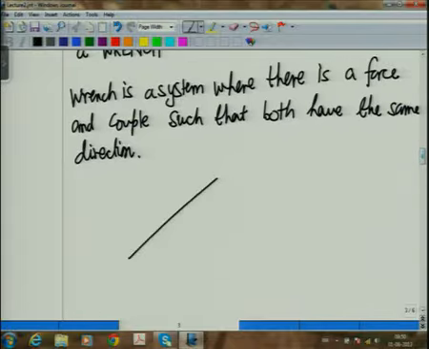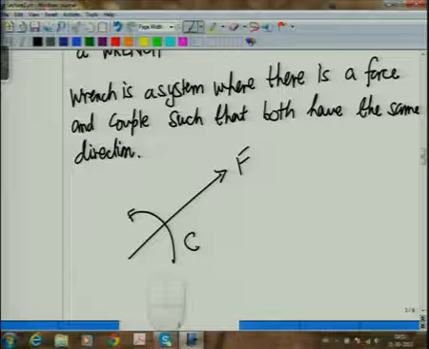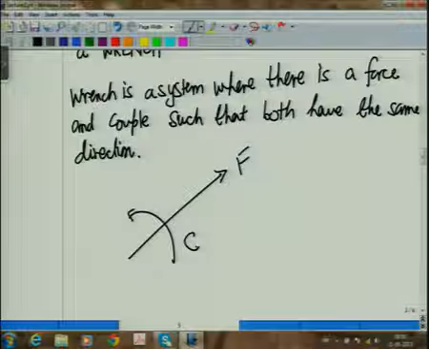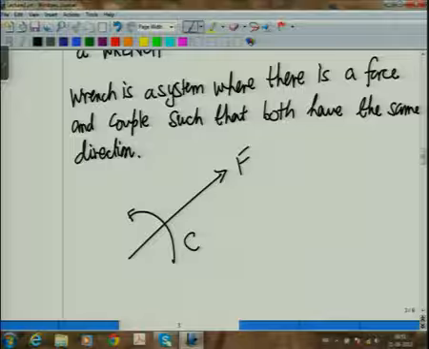Suppose there is a system where a force is acting, and at the same time on the system I have a couple which is acting. Now this I have shown as a curved arrow. So when I curve my fingers of the right hand along with the arrow, I get the direction. Now in this case, the direction turns out to be opposite of F, but it is still parallel to F. So a wrench is a system where a force and a couple act, but both of them act in the same direction. That means there is no component of the couple which is in the plane perpendicular to it.